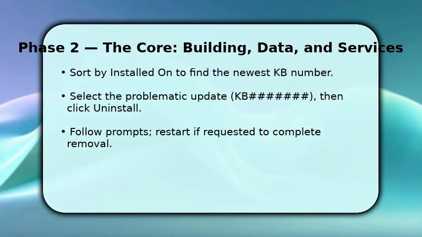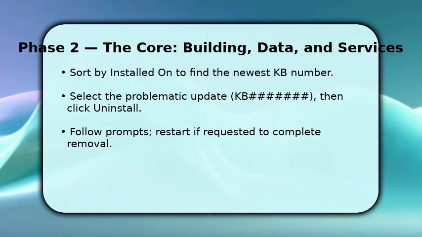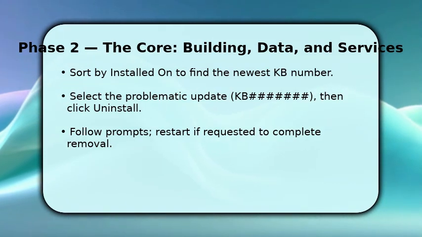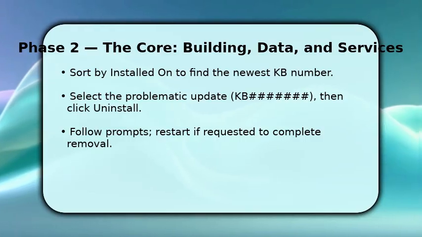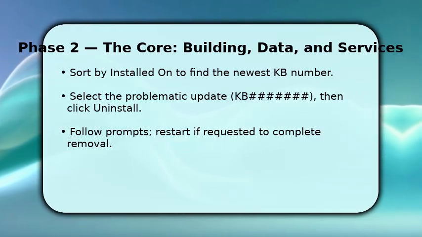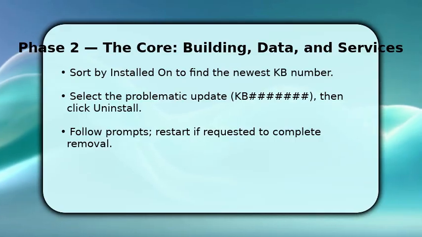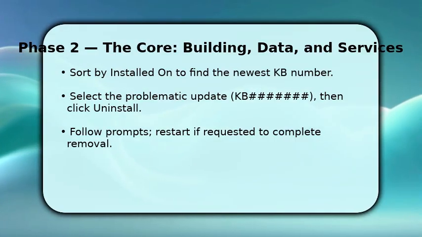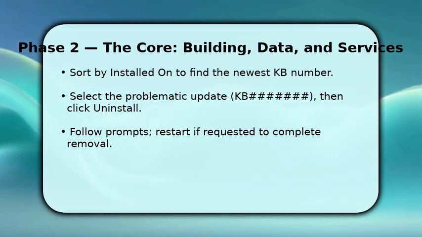Once the Control Panel list appears, sort by Installed On so the latest entries rise to the top. This helps you identify the exact KB number to remove. Select the suspicious update, click Uninstall, and confirm. Windows will show progress and any dependencies. Make sure to read prompts, because some updates require removal of related components.